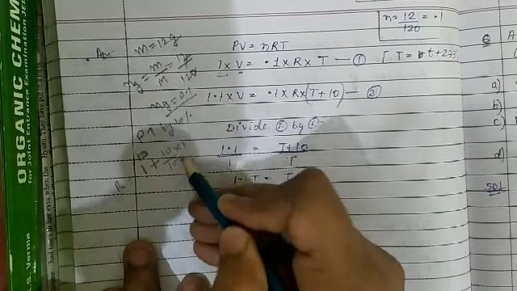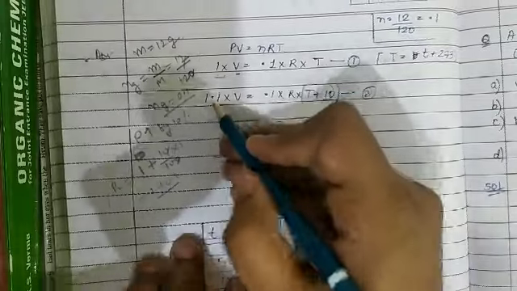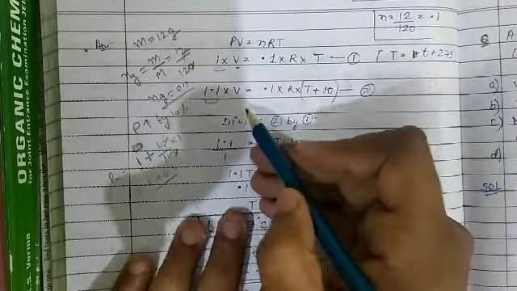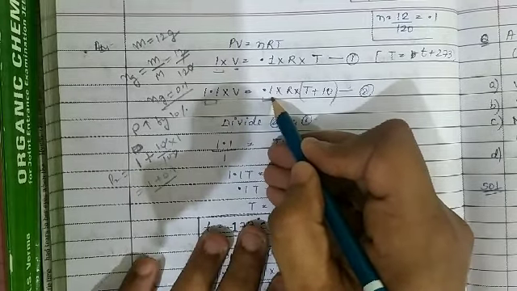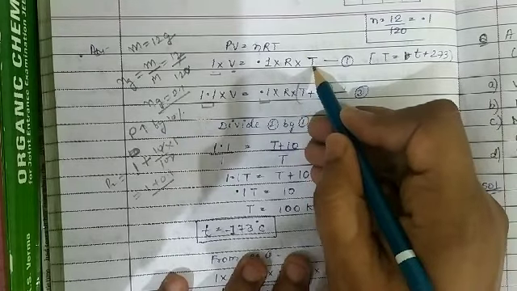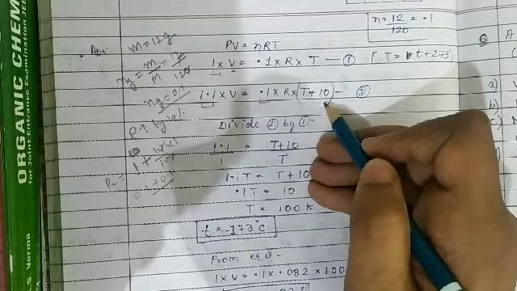So 1 plus 10% of 1 equals 1 plus 0.1, which is 1.1. So now the pressure becomes 1.1. Volume is the same, V. Number of moles is also the same, R, but temperature increased by 10 degrees Celsius. Means if temperature is T in degrees Celsius, now it becomes T plus 10 degrees Celsius.